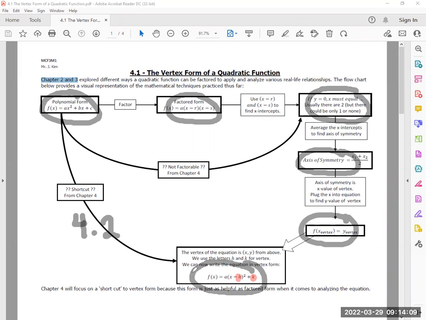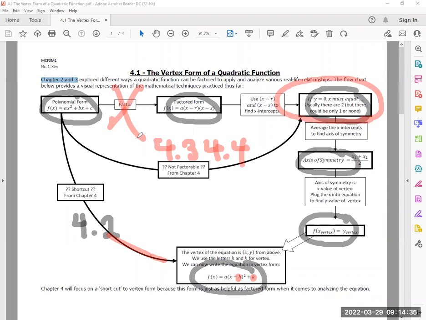Chapter 4 is going to give you a shortcut where you can bypass all this if you wanted to, but it requires some very heavy mechanical, mathematical work for this shortcut. This thing we're going to look at tomorrow is called completing the square. 4.3 and 4.4 are going to also give you a kind of shortcut so you can identify situations.